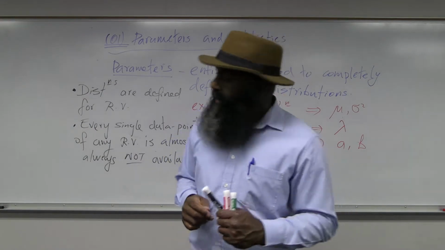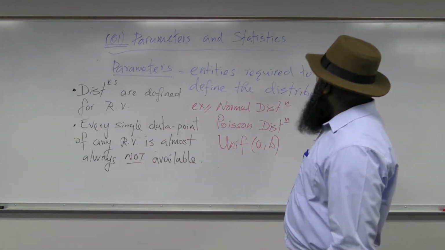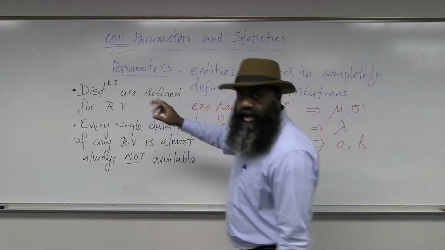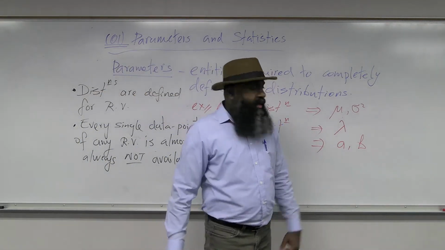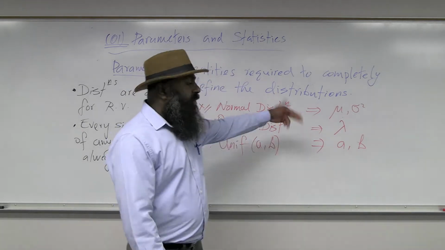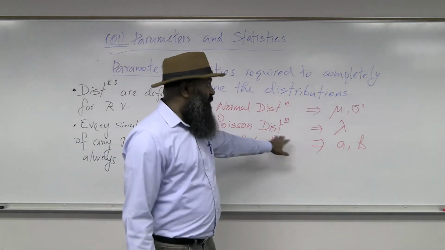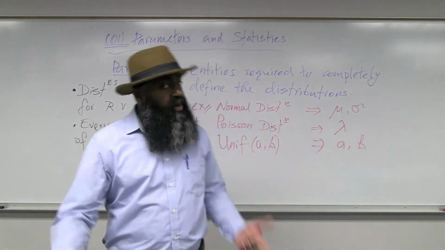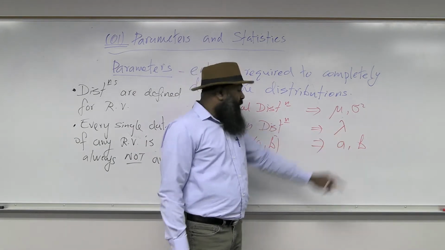What's the problem? If I don't have every single data point of a random variable, I cannot calculate the values of these parameters. Mu is the mean of every single data point. And I don't have every single data point, and therefore I cannot calculate mu. And the same way I cannot calculate sigma squared. And the same holds true for every other distribution as well. Of course, for the Poisson distribution, I know lambda is also the mean as well as the variance. So I need to calculate the mean in order to find lambda for that distribution.